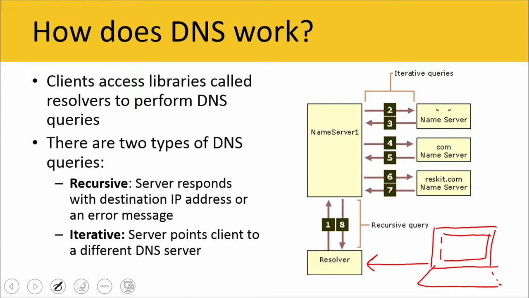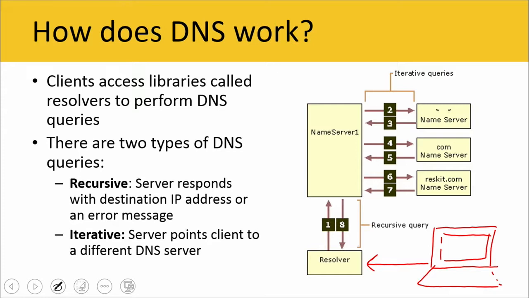Clients access resolvers, which are libraries, and then those libraries perform DNS queries. They do so by making recursive queries to name servers, right? And this name server might be located at your internet service provider, somewhere locally close to you. And so that resolver expects to see a response with either the destination IP address, like the IP address for Bing, or an error message saying, I cannot find the IP address for this specific name, okay?